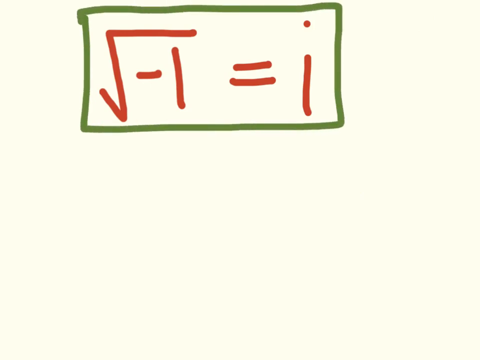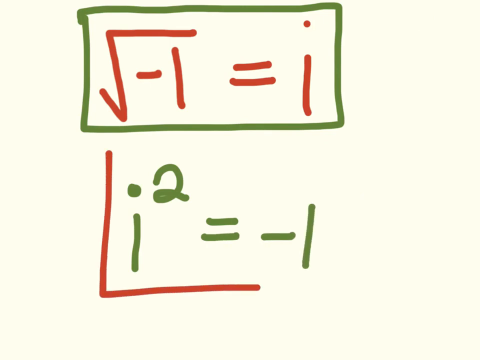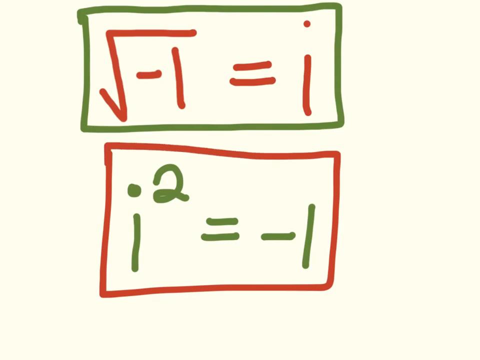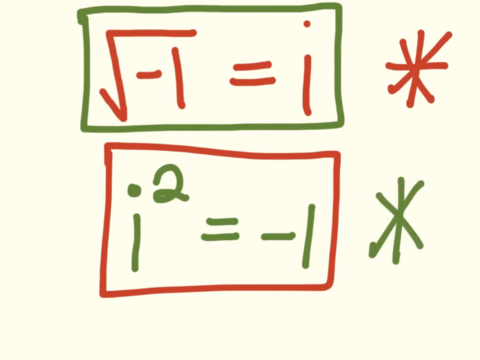And now conversely, if I were to square i, and square the square root of negative 1, I'd get negative 1. So i squared equals negative 1. These are the two things that you really need to learn and know about complex and imaginary numbers.